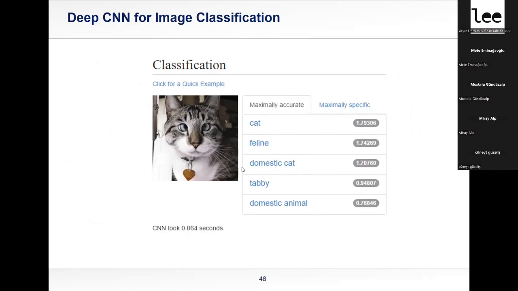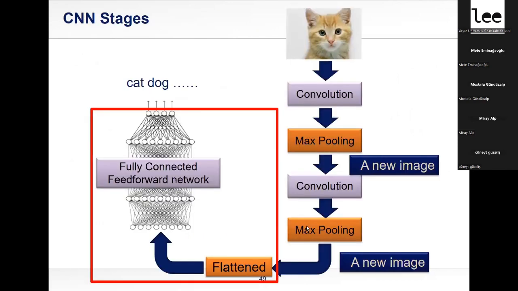So, of course, it works very fast when it comes to testing, not only training. So it detects it like this one. And there's also another mechanism you should not forget: flattening.